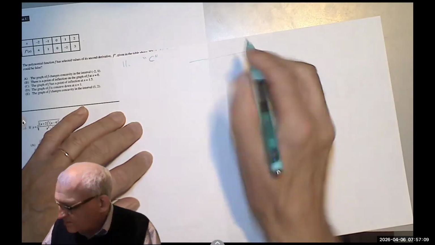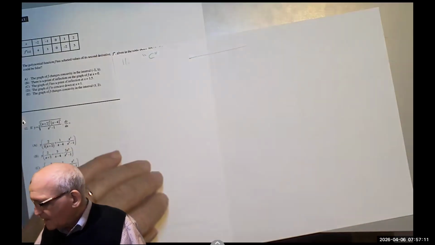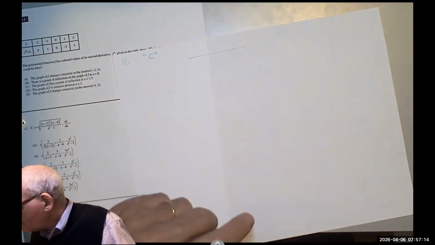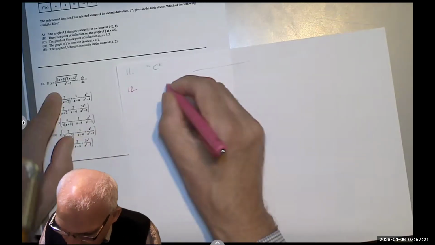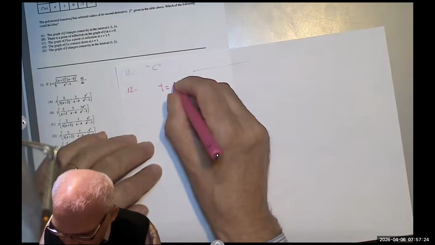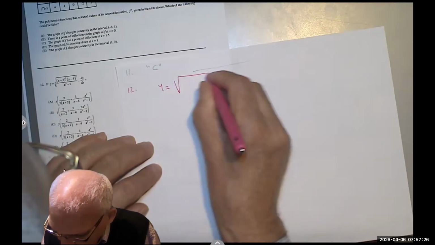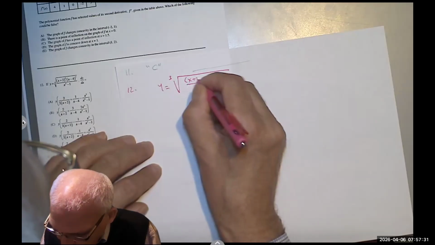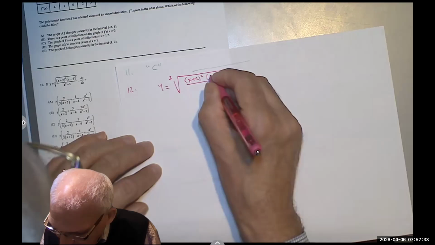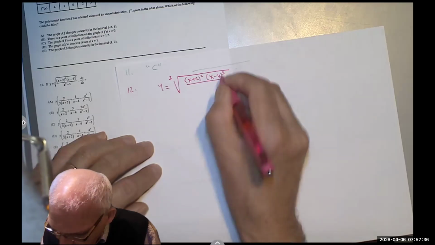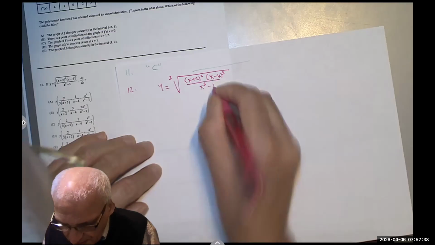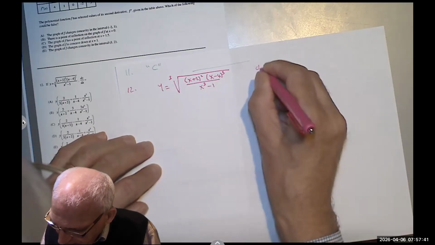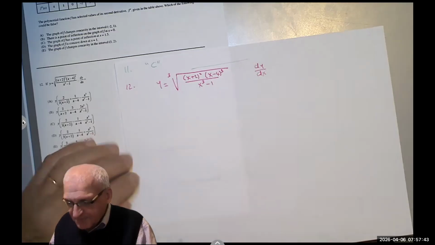Okay. So that was easy. Let's look at number 12. Okay, number 12. They give you y equals the cube root of (x plus 2) squared times (x minus 4) cubed over (x cubed minus 1). And they want the derivative of y with respect to x.